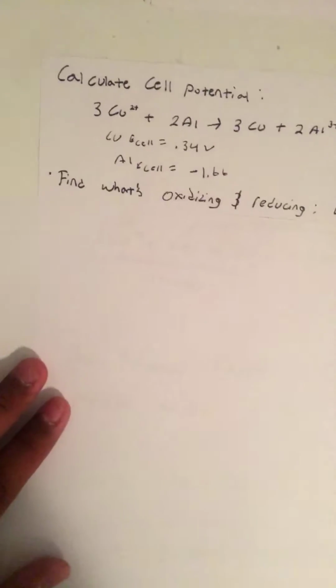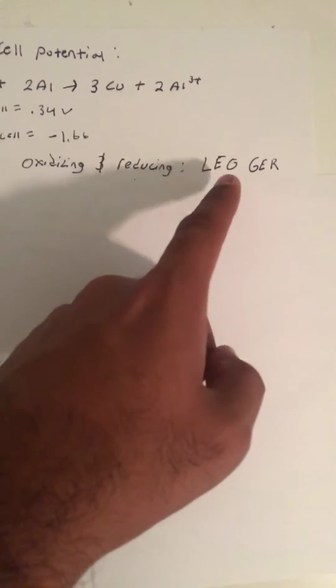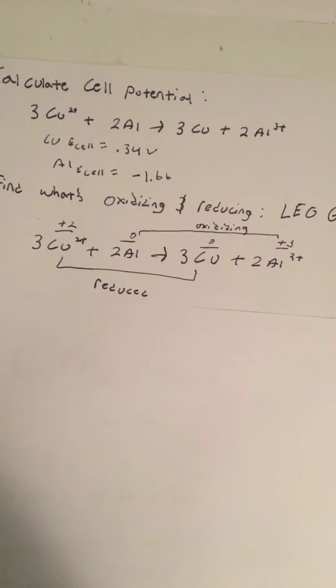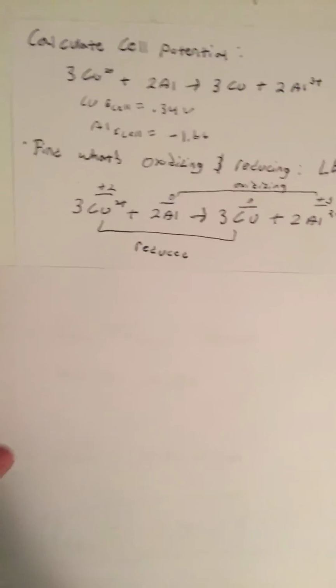Okay, to start this problem, you first need to find out what is reducing and what is oxidizing. Remember the saying LEO says GER: lose electrons oxidized, gain electrons reduced. LEO says GER, or OIL RIG. So right here, I already got it written out, but let's solve it first.